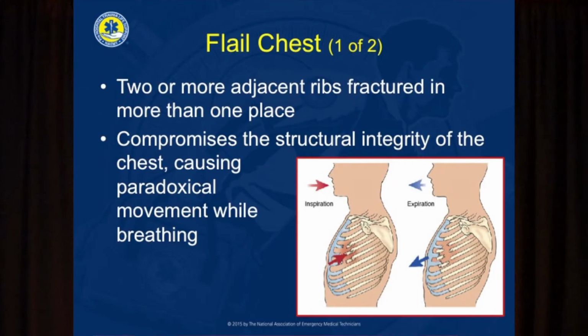Your flail chest is when you have at least 2 or more ribs that are together, broken in at least 2 places or more. All right, this will give you a free-floating section of rib. And the problem is, when you breathe in and out with your negative and positive pressures in and out, that will actually cause the broken section of rib to move in the opposite direction of what it should while you're breathing. Okay? So this will cause that paradoxical chest wall movement that we typically look for.